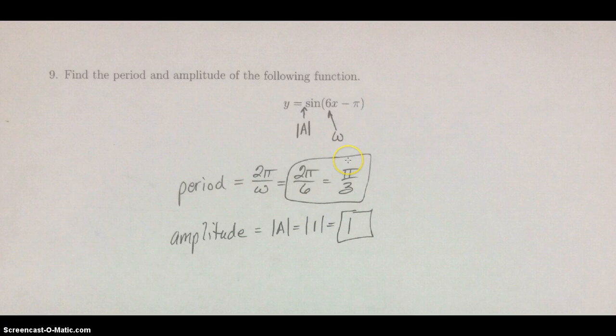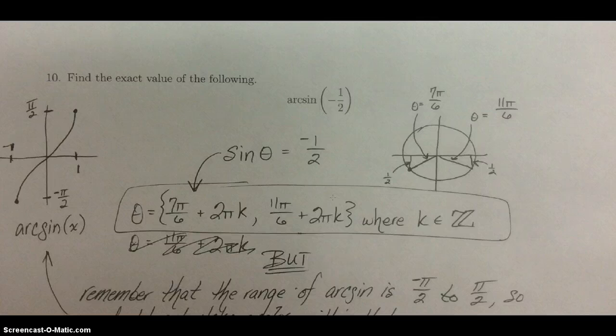And then the period, to get the period, we just take 2 pi over whatever the coefficient of the x is, which is 6 in this case.